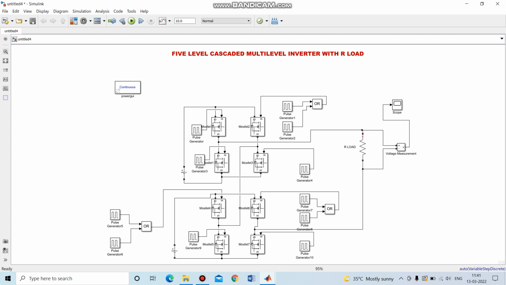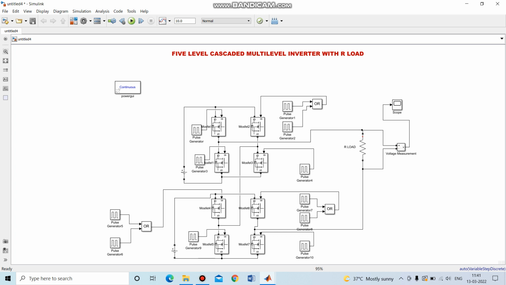Hello everyone, in this experiment we are going to see the simulation of a 5-level cascaded multi-level inverter using MATLAB and Simulink. So this is the circuit diagram of the 5-level cascaded multi-level inverter. If you observe clearly, it consists of two inverters. The one above is one set of inverter and the one below is another set of inverter. These two inverters are cascaded with the resistive load R.